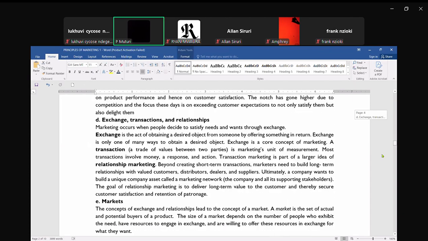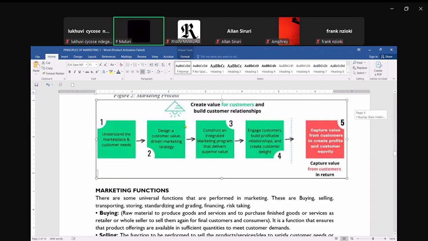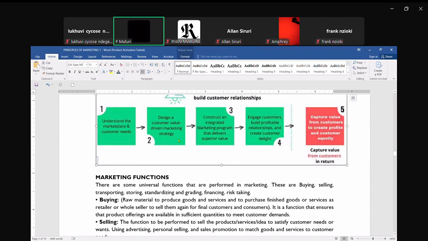Then the second step is to design. Now, once you've understood the marketplace, there you're looking at even competition, what is being offered by others that are in a similar business or offering similar products. What is the gap that your business is going to fill? Then you are able to design a customer value-driven marketing strategy. That means that the marketing strategy, or how marketing is going to be done, will be guided by the understanding of the customer needs. So a customer-driven or customer value-driven marketing strategy.